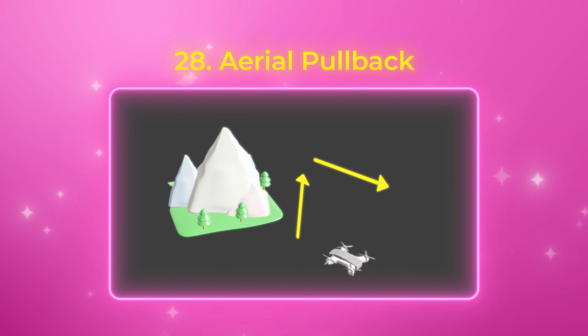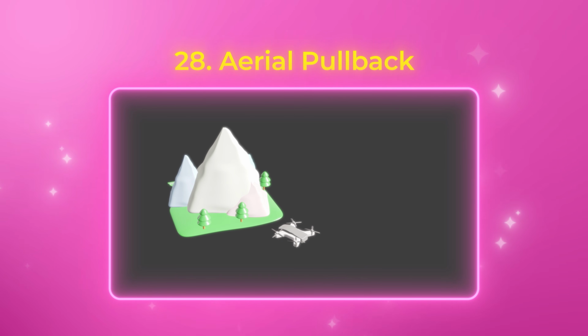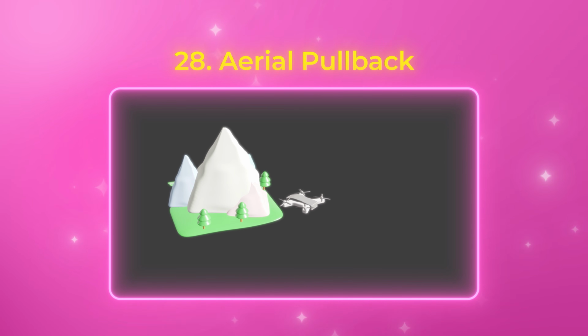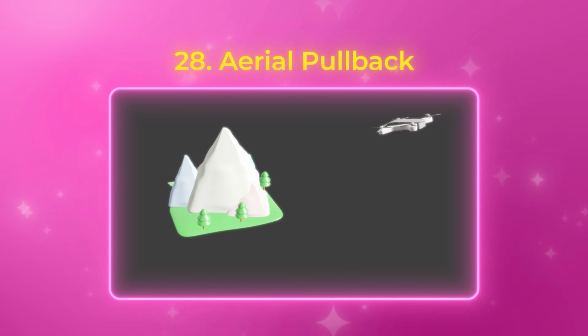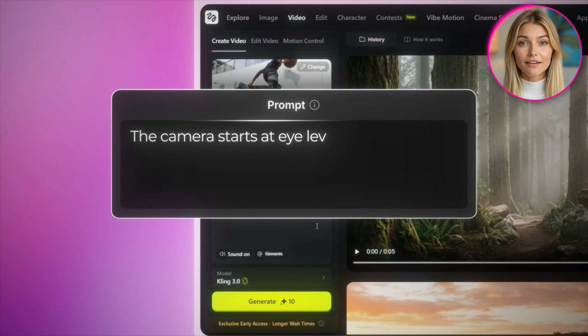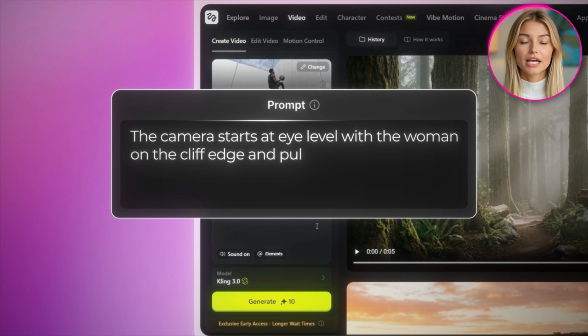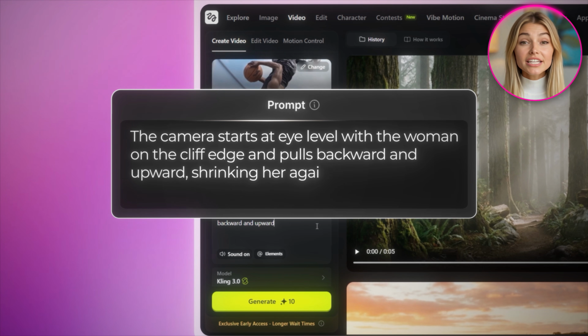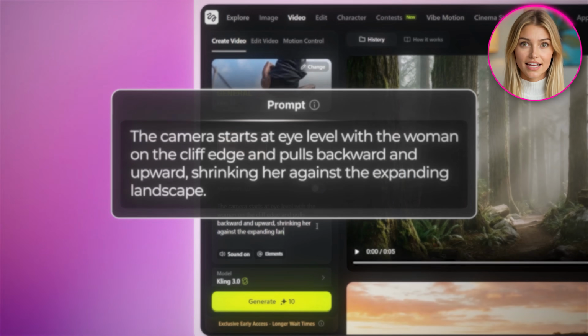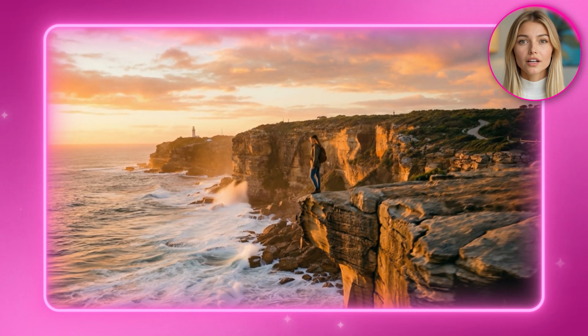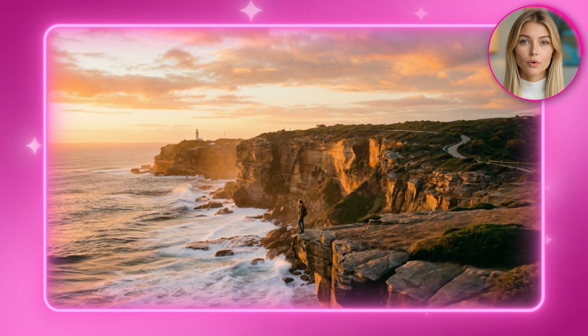And move 28 is the aerial pullback, which starts close to the subject and pulls backward and upward simultaneously. I'll write, the camera starts at eye level with the woman on the cliff edge and pulls backward and upward, shrinking her against the expanding landscape. And you can see how she gets smaller and smaller while the landscape opens up around her.